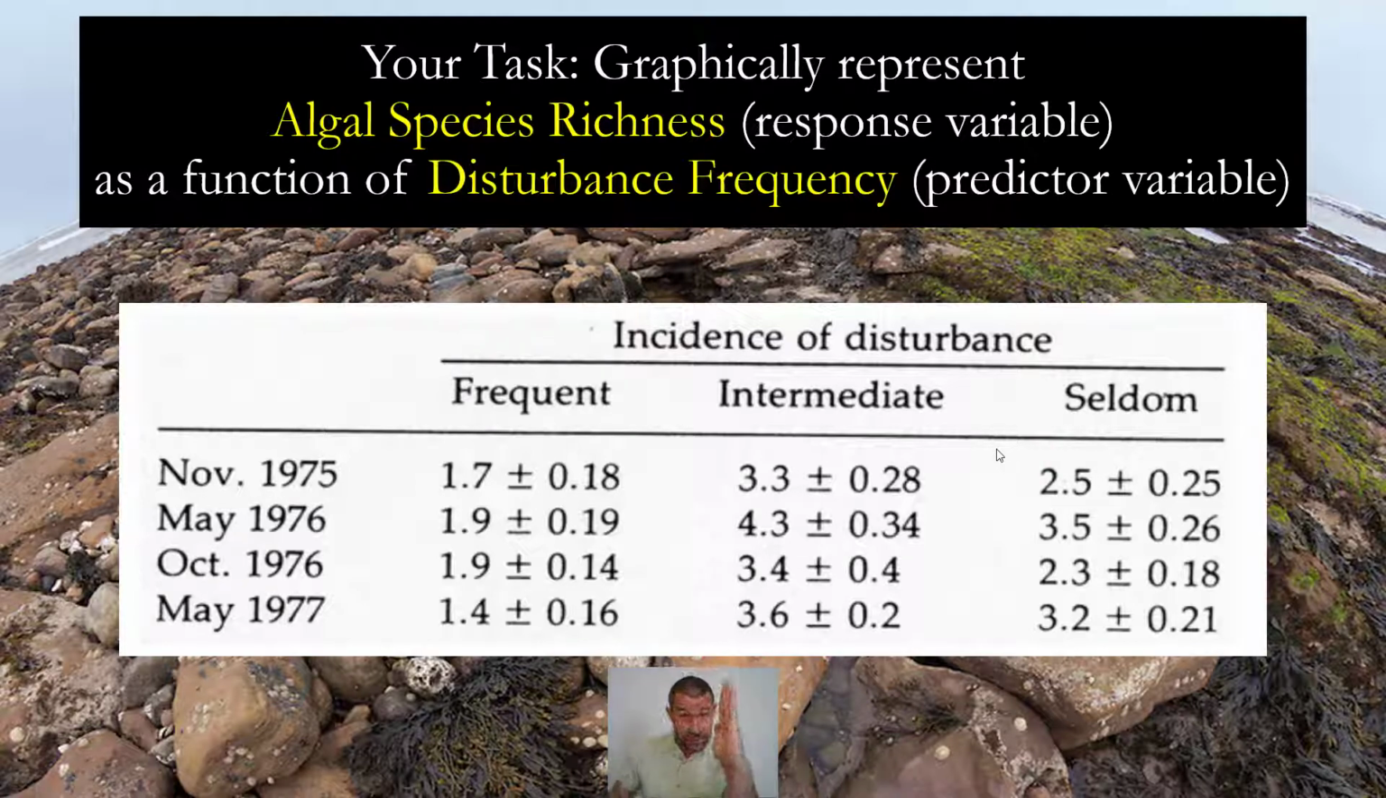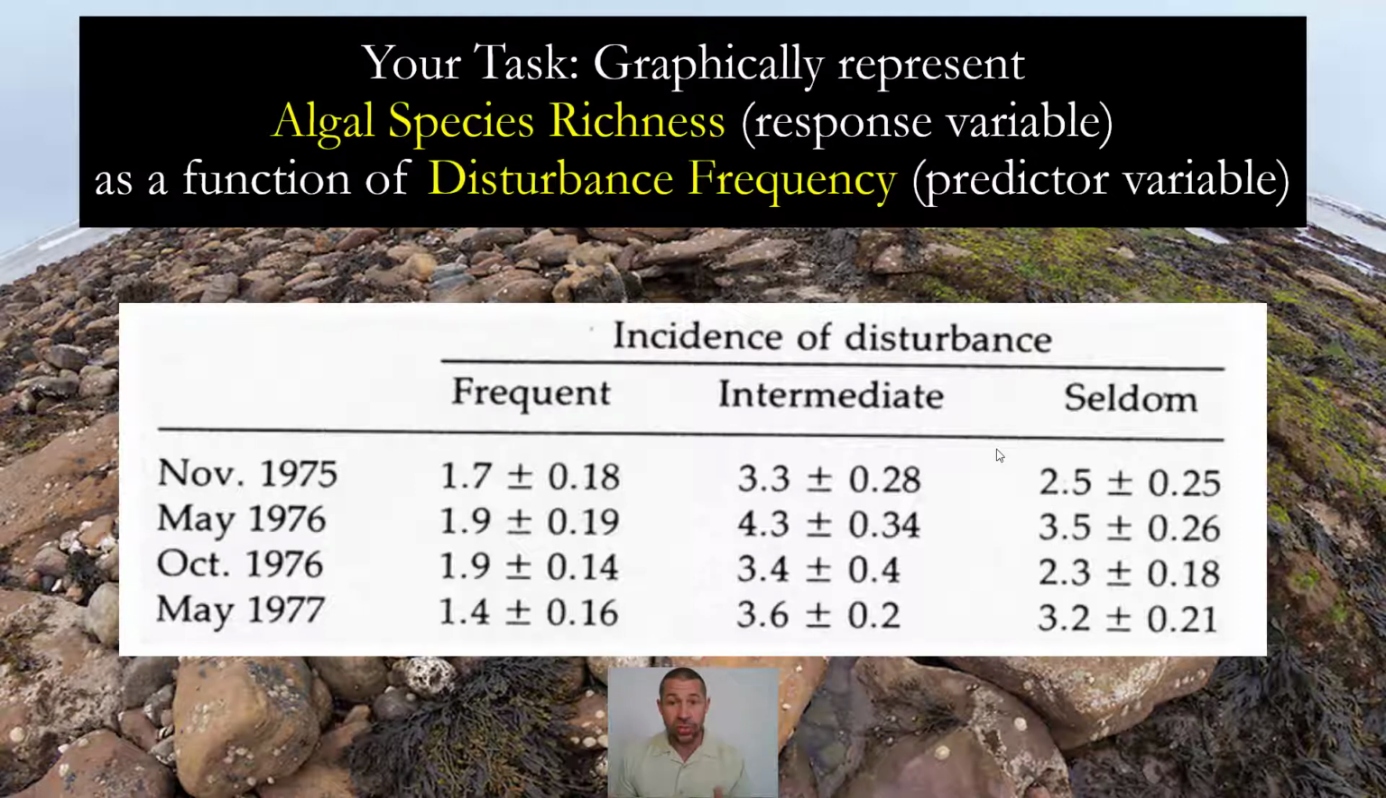So mean number of species on the Y. On the X, I want you to place the incidence of disturbance, so frequent, intermediate, and seldom. Include a descriptive title, and don't forget to label your X and Y axes with units. Then, in one or two sentences, what do these data support?